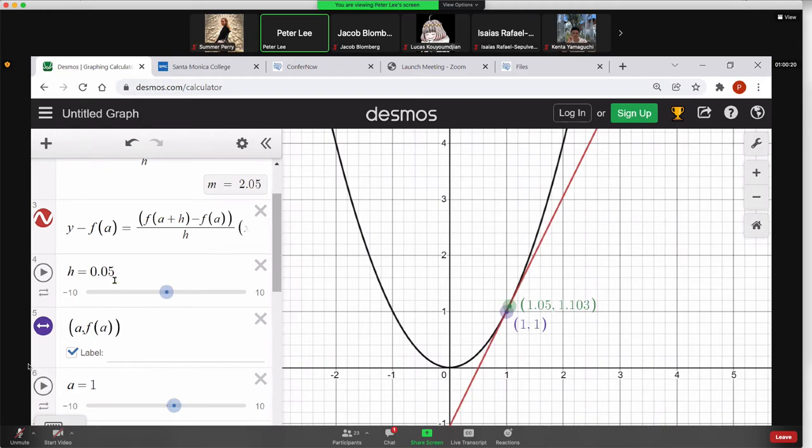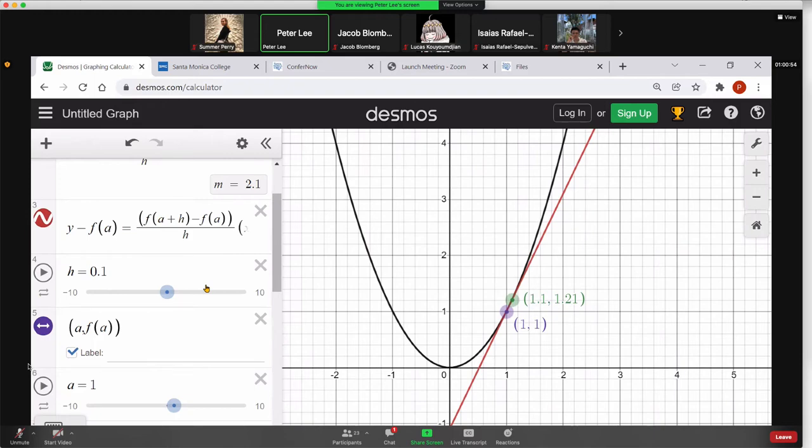That h equals 0.05 means the difference in x value between the green point and the purple point is only 0.05. They're very close. So as you can see, this red line is now almost a tangent line. Now I'm going to bring h closer, to 0.2, and now 0.1. Look at that. This red line is almost a tangent line. Practically, if you just look at it, it is a tangent line. That's what we call the tangent line.